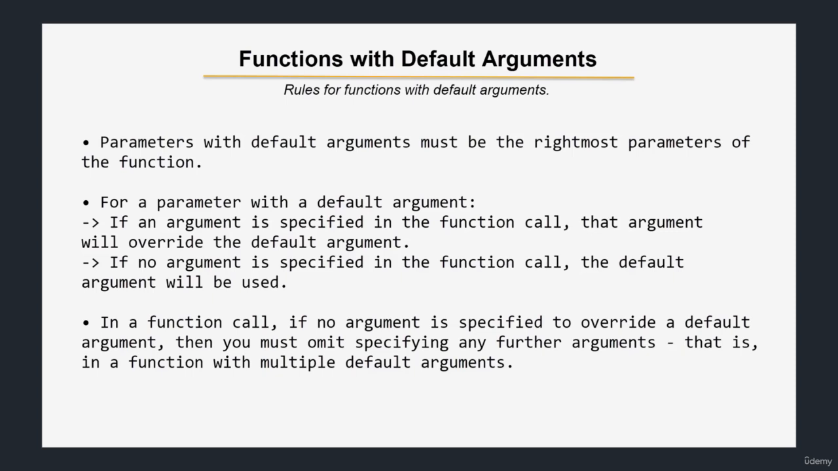But let's say you do specify an argument to override the default argument for formal parameter 2, for example, but you don't specify one for formal parameter 3, then it's going to use your arguments for formal parameters 1 and 2, but it's going to use the default argument for formal parameter 3, which again is set in the function declaration. Okay, so I hope that makes sense here.